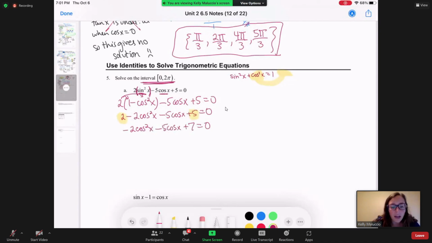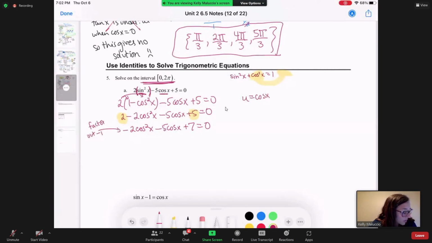Now, in order to factor this, we can say let u equal cosine x. But I want this first term to be positive. I don't want a negative number, because when factoring you always want your first term positive. You really don't want even a coefficient, but that's fine. So what we can do is I'll write a little note: factor out -1.